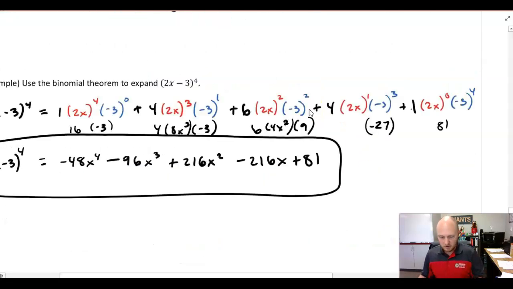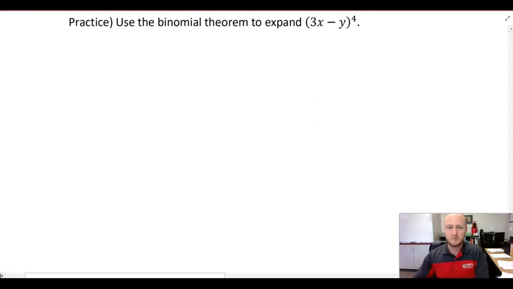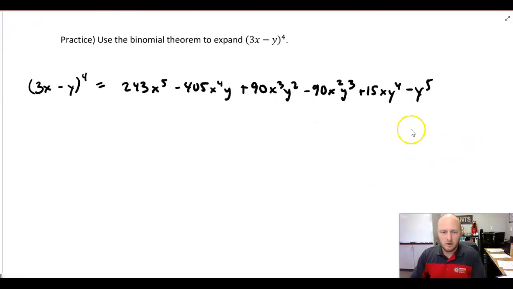Okay, let's go ahead and look at the last practice problem I have for you. Please go ahead, pause me, try this example. All right, and here is the expansion that you should have gotten: 243x to the fifth minus 405x to the fourth times y plus 90x cubed times y to the second minus 90x squared times y cubed plus 15xy to the fourth minus y to the fifth.